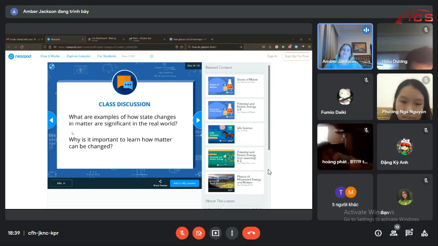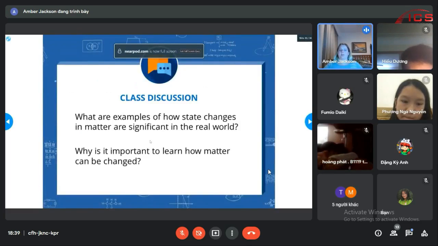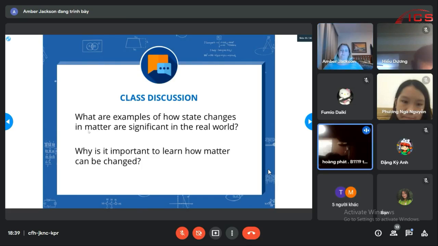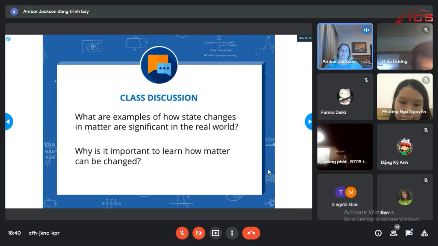All right, so I'm going to skip this part. What are examples of how state changes in matter are significant in the real world? And why is it important to learn how matter can be changed? Example, like the ice in a cup melts to liquid. Yes, that's one of them. So ice in a cup will change into a liquid if it's left out, right? And then if you leave it out longer and you don't touch it, the water will eventually evaporate. So you can see all three different states occurring naturally. So ice, water in its solid form, and then you get water, which is its liquid form, and then it evaporates into its gas form.